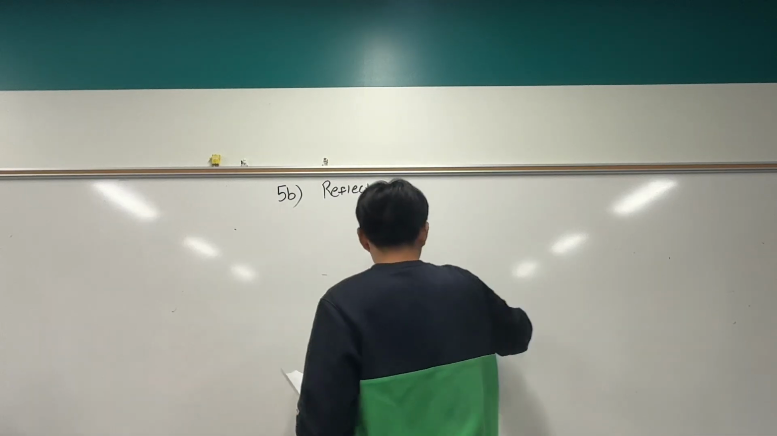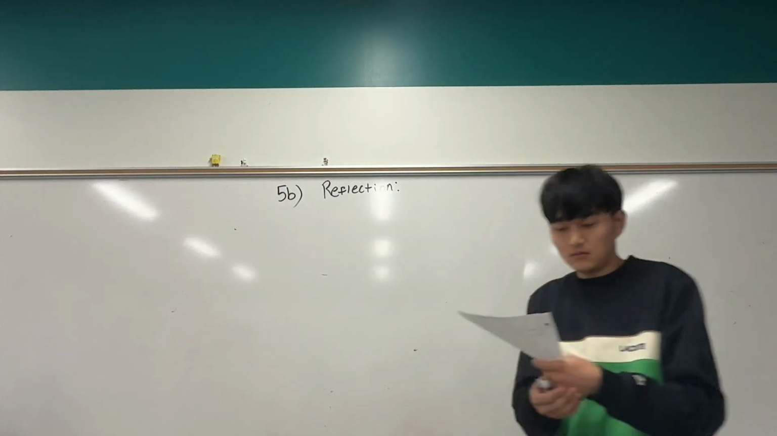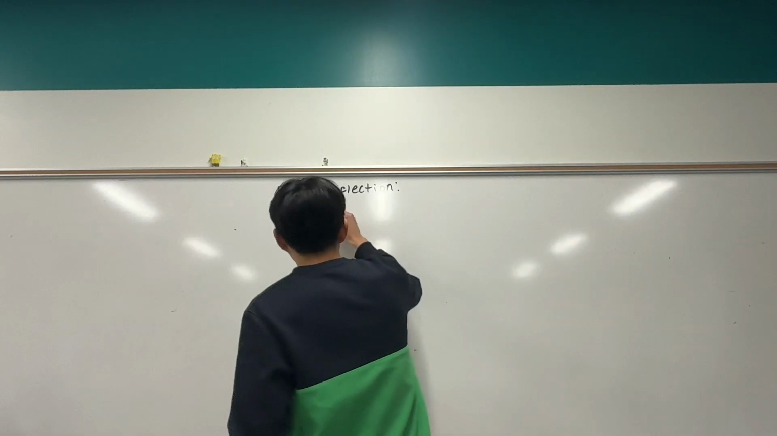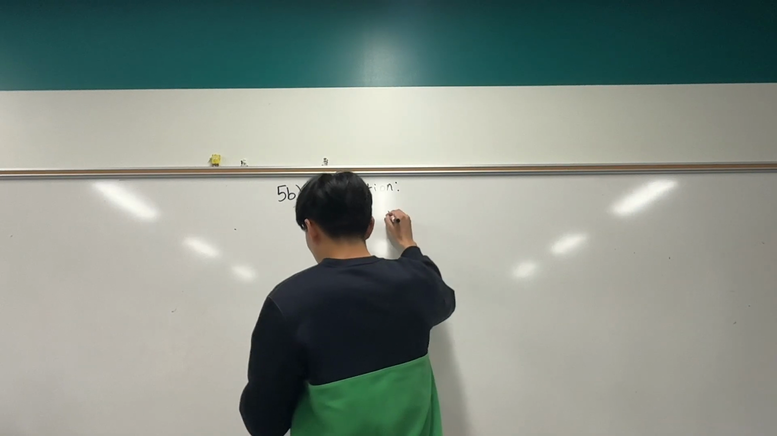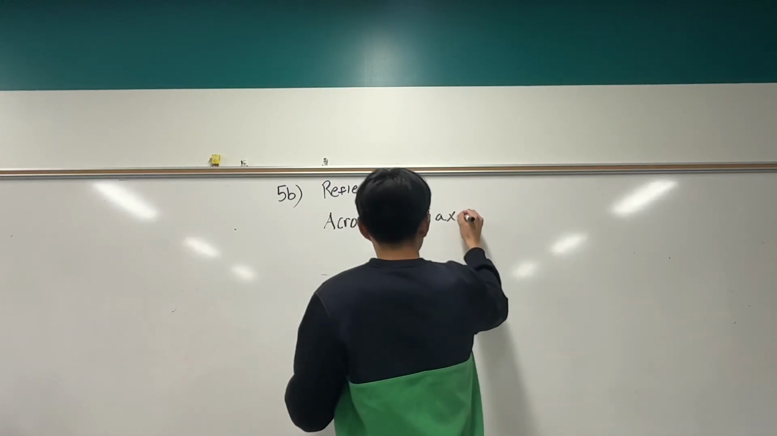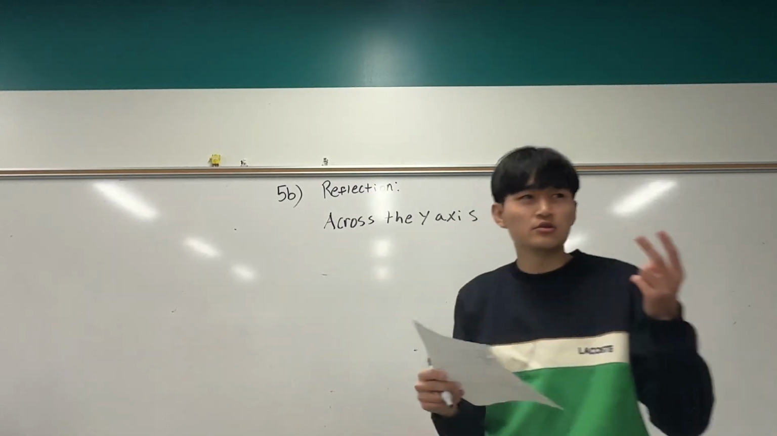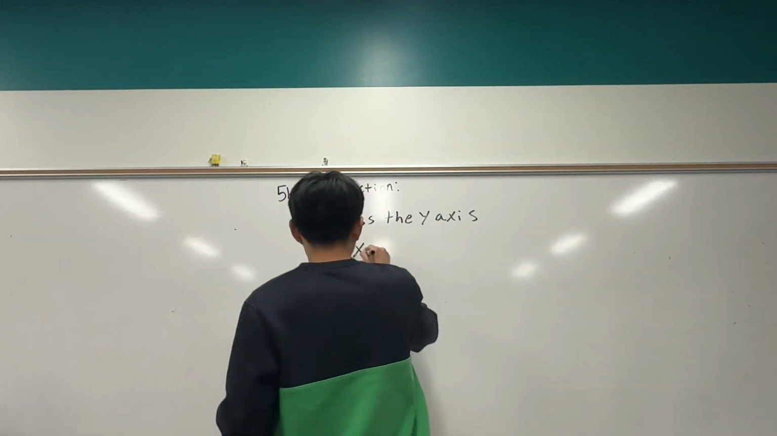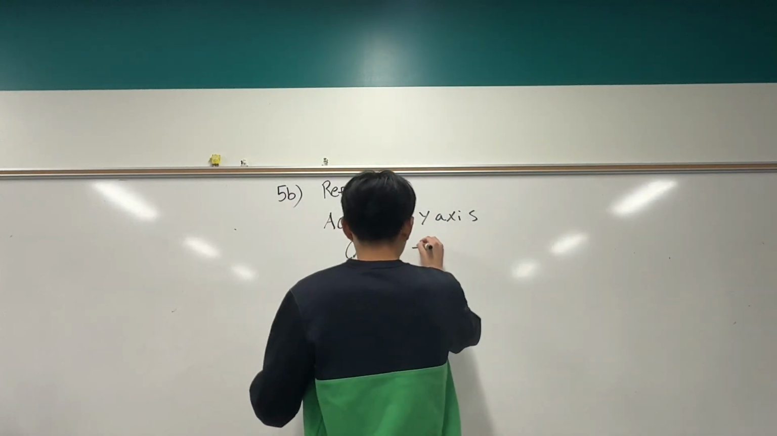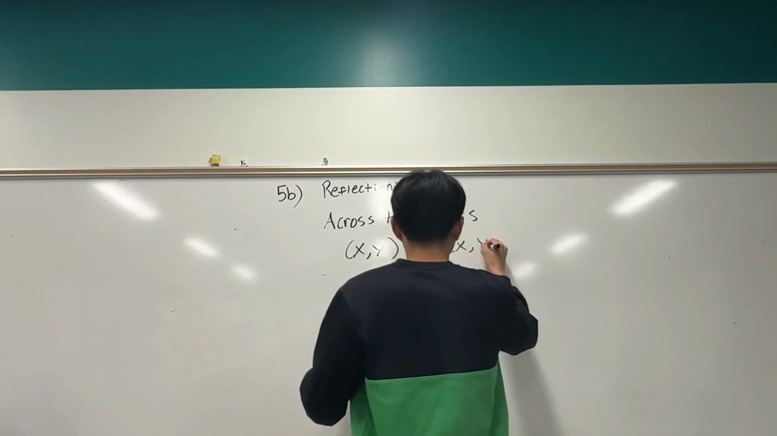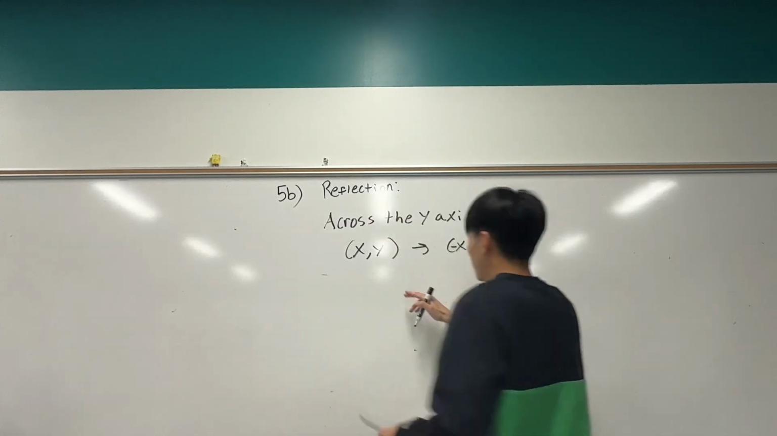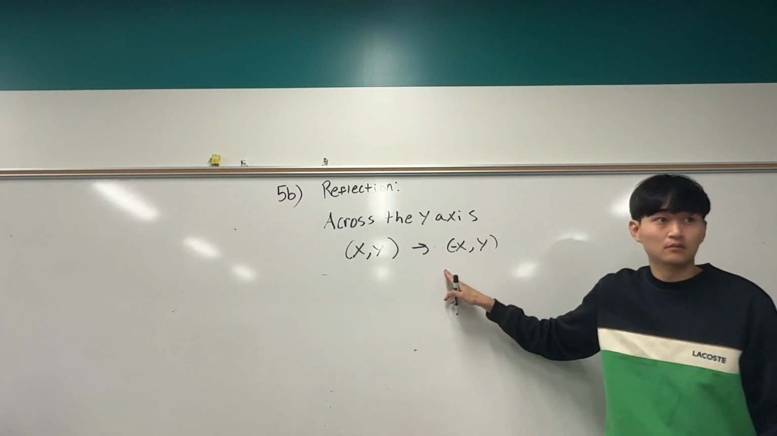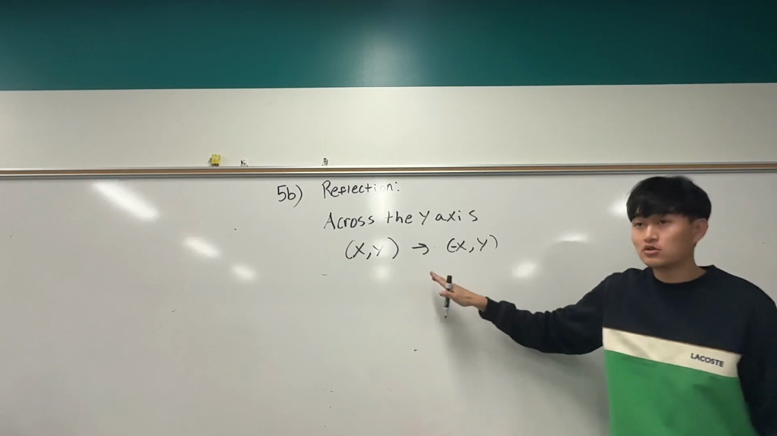That's the main difference. So if I look at 5b, it says across the y-axis, right? Across the y-axis. Now you can do it two ways. There's an equation for reflection, which is just x, y to negative x, y. Okay? So if you're flipping it across the y, your x's are going to change to negative. Is this clear? Now you can just use this straight up, right?